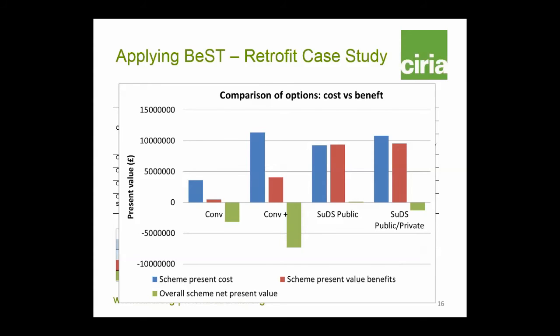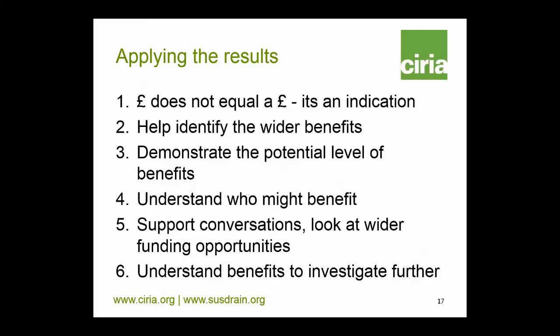So that's a very quick run through the tool in a little bit over half an hour. So just really want to wrap up with a few key points here. I think it's important to remember that a pound does not necessarily equal a pound. It's an indication. So we should never be really looking to the nearest pounds and pence when we're doing a benefit assessment, but it gives a good indication to the potential size of what that benefit will be.